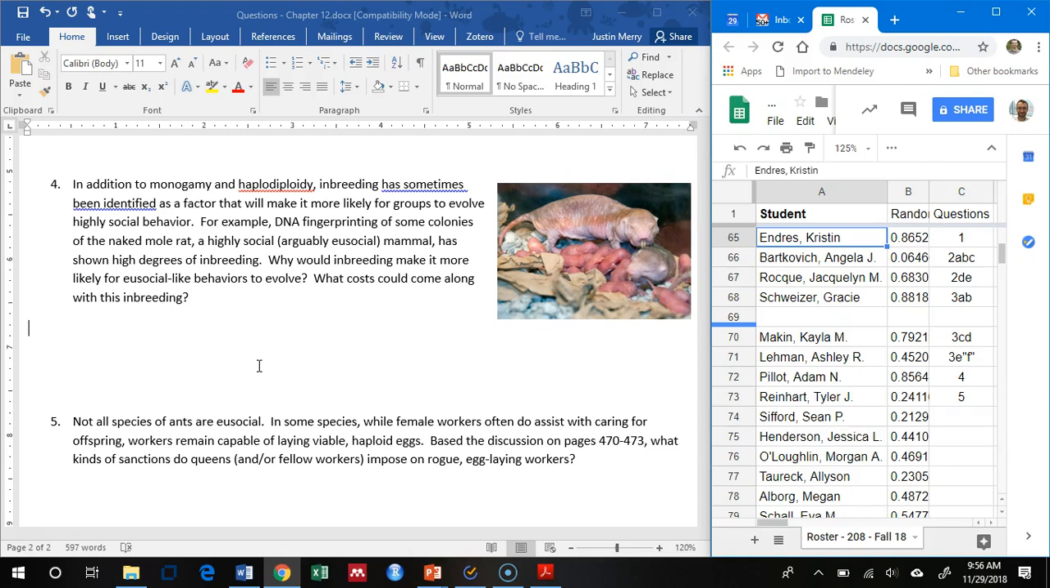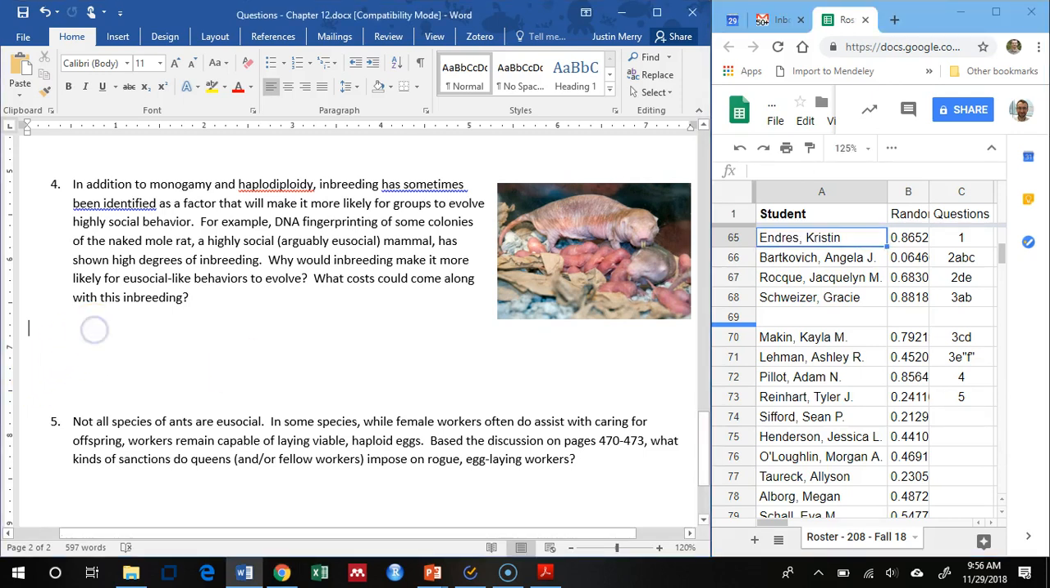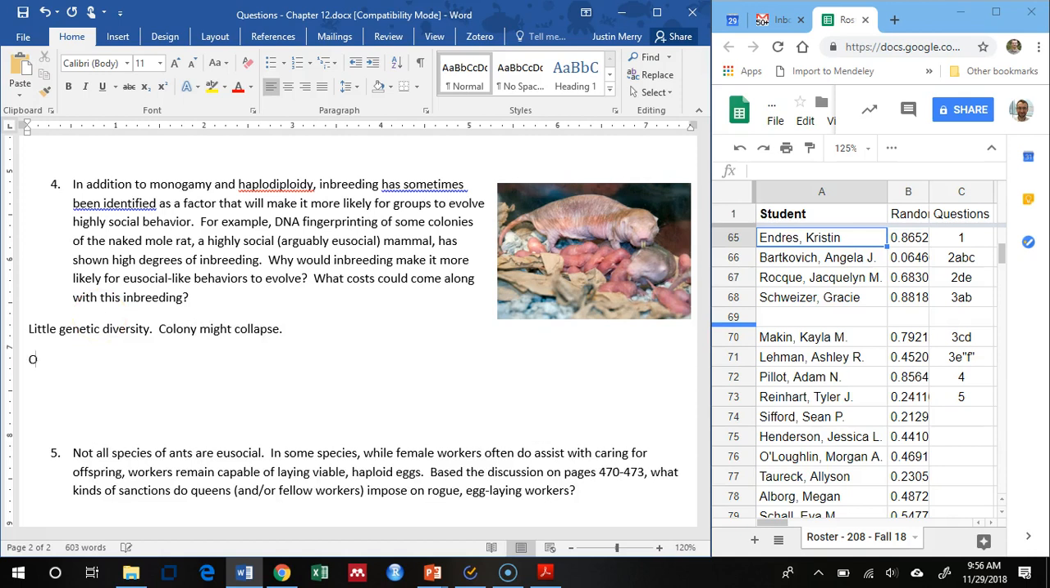So this one went to Adam. I said there would be little genetic diversity if every female would be able to reproduce and inbreed, so the colony would collapse. By only having one female reproduce, this allows this to slow down. And then some costs would be higher rates of birth defects and being sterile.